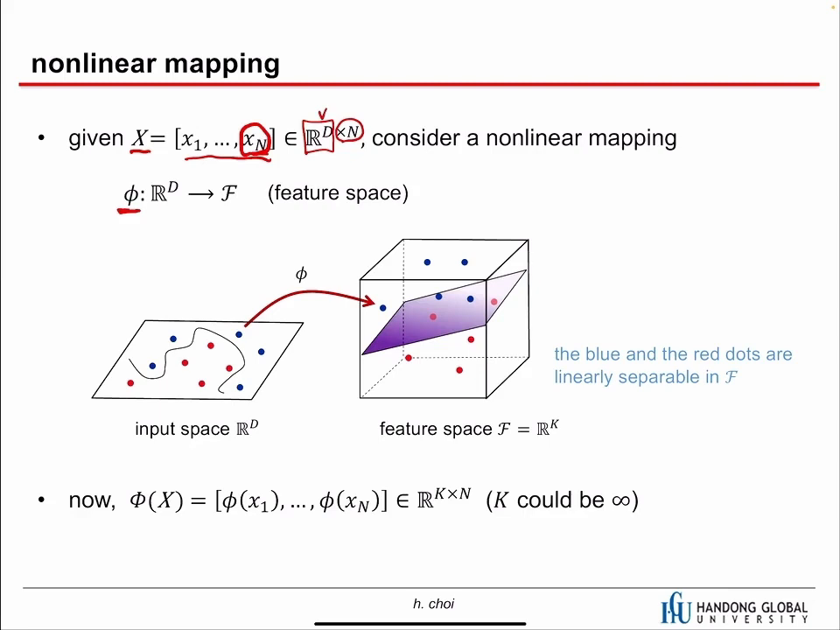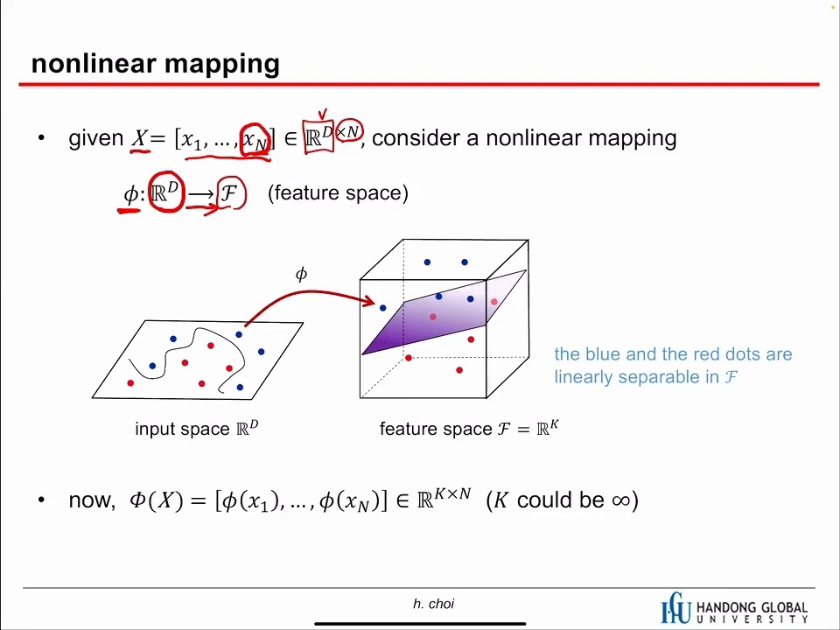This function phi is mapping a data sample in the d-dimensional space to the feature space F. And we don't know how many dimensions we need for this feature space. It could be an infinite dimensional space. We don't know. Okay, then what is the benefit?